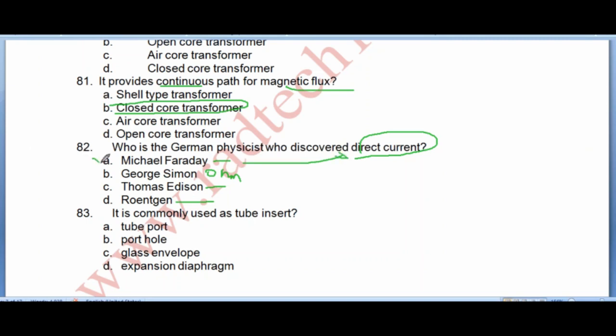So, aside from dynamo, Michael Faraday also discovered the direct current. So, Michael Faraday. 83. It is commonly used as tube insert. So, ano po ang other term ng tube insert? So, tube insert or our X-ray tube. Okay? So, X-ray tube. Commonly used as X-ray tube, glass envelope. Tube port, another name is window. Window or porthole. Expansion diaphragm or expansion bellow. So, ang tube insert, glass envelope.